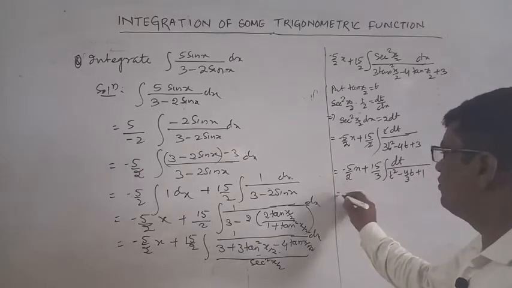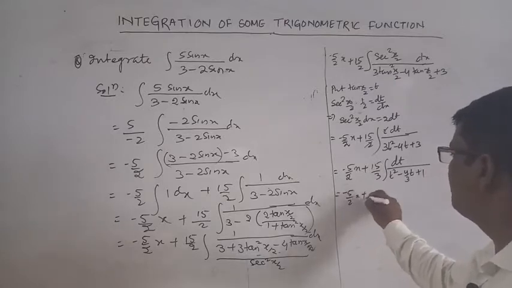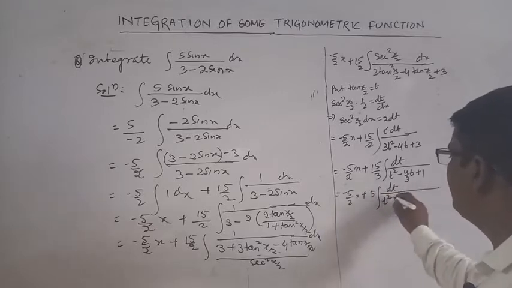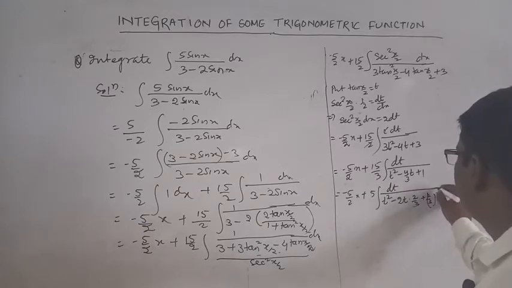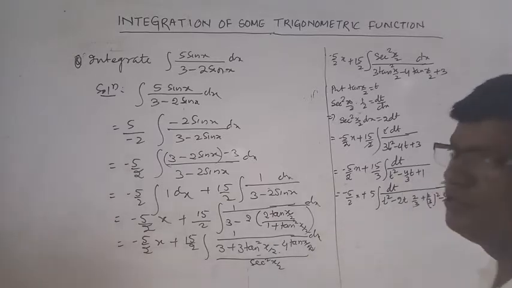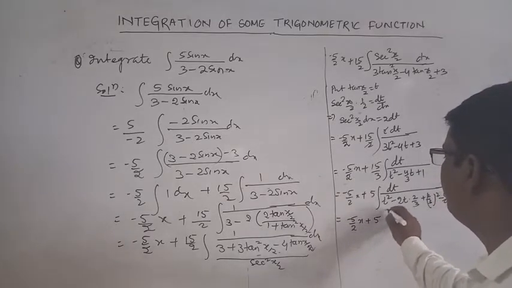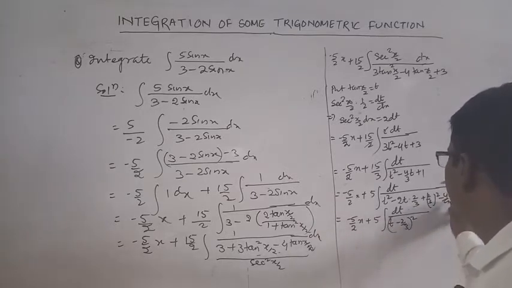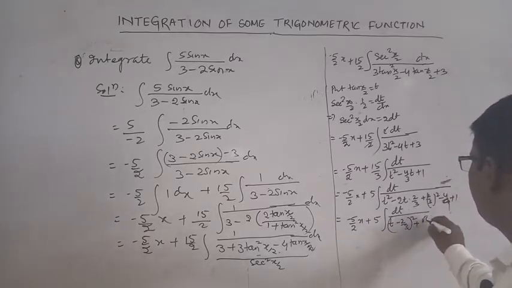So this is equal to minus 5 by 2. So this is minus 5 by 2 x plus 15 by 3 means what? 5 dt by t square minus 2 into t into 2 by 3 plus 2 by 3 whole square, and minus 2 by 3, 4 by 9, plus 1 dt. So this is equal to minus 5 by 2 x plus 5 dt by t minus 2 by 3 whole square. This is 4 by 9, so minus 4 plus 9, that is 5, root 5 by 3 whole square.